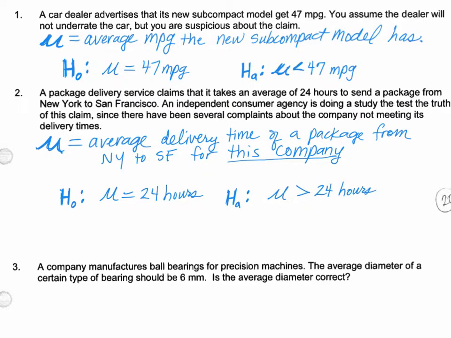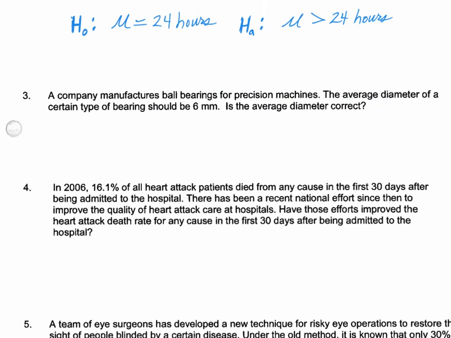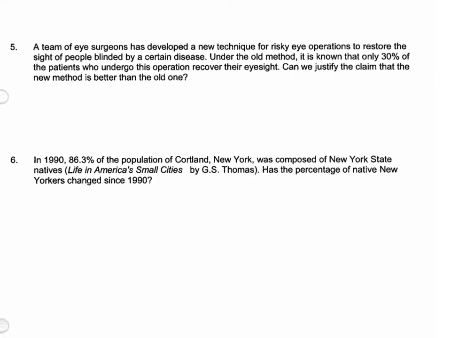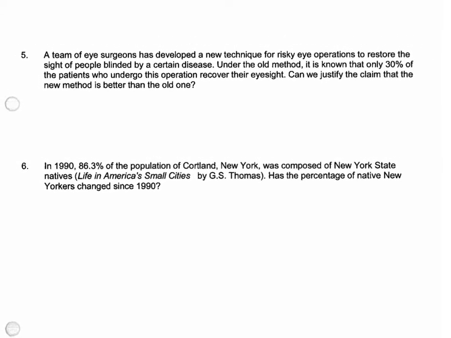However, there are some things that I need to discuss with you on problems 5 and 6. So let's skip to problem 5 and 6 on the next page. Here we go, number 5. A team of eye surgeons has developed a new technique for risky eye operations to restore the sight of people blinded by a certain disease. Under this old method, it is known that only 30% of the patients who undergo the operation will recover their eyesight. Okay. But can we justify the claim that a new method is better than the old one?